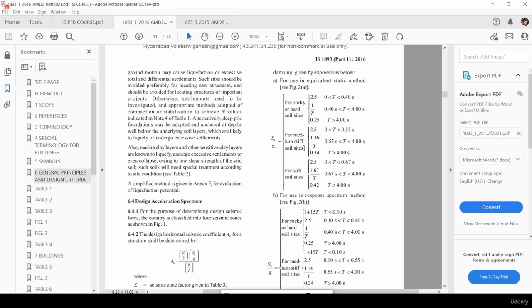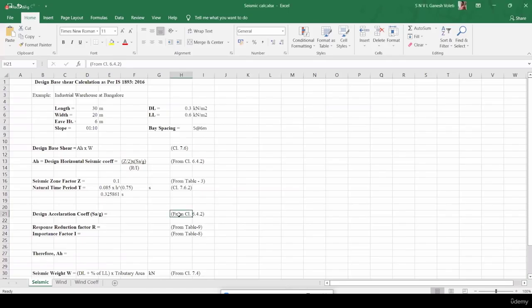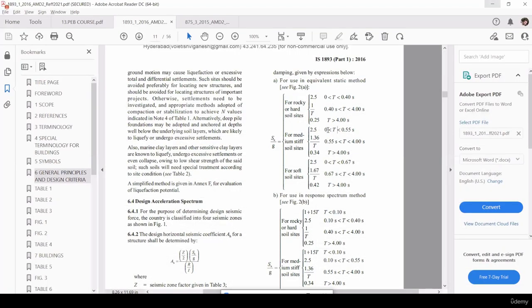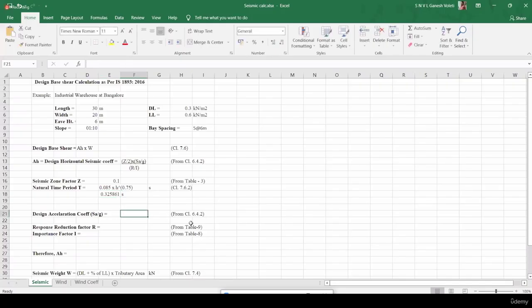So we got time period 0.33, right? This 0.33 ranges between 0 and 0.55 seconds. So what will be the Sa/g value? 2.5, right? Because we got T value 0.33 seconds, which ranges between 0 and 0.55, we have to take 2.5 as the Sa/g value. So I'm taking 2.5 here.